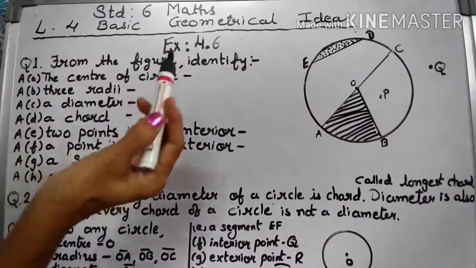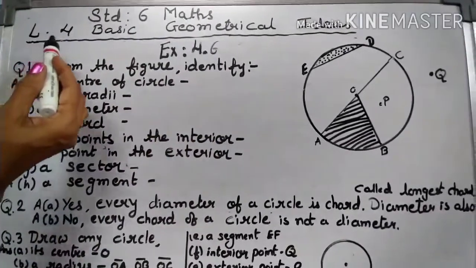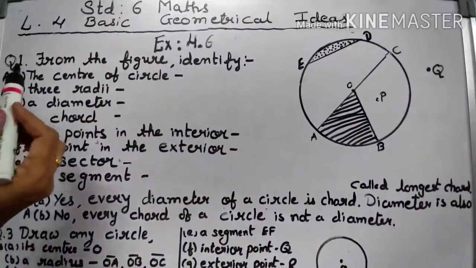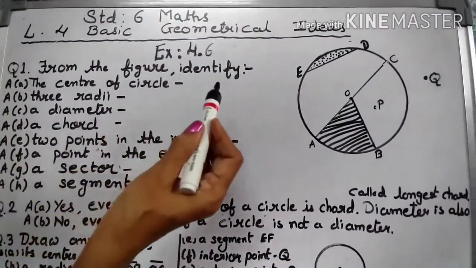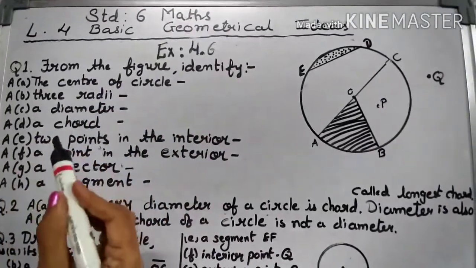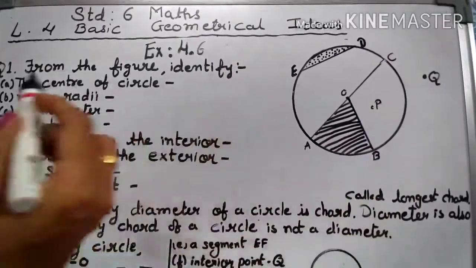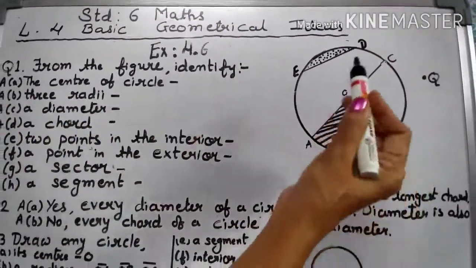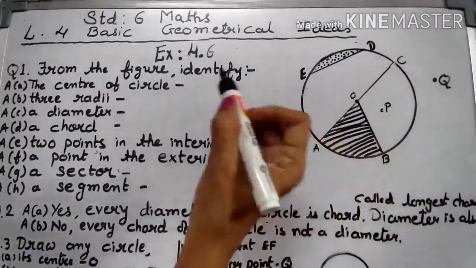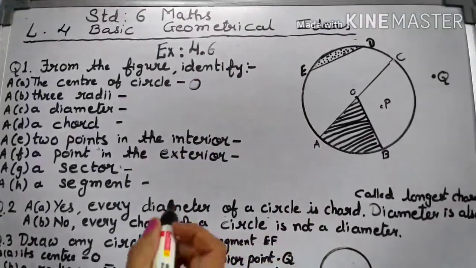Students, this is our last exercise 4.6 of the chapter number 4, Basic Geometrical Ideas. Question 1. From the figure, identify the given points. First one. Here one figure is given in your textbook. The center of the circle. Can you identify which is the center of this circle? O. So, O is the center of the circle.